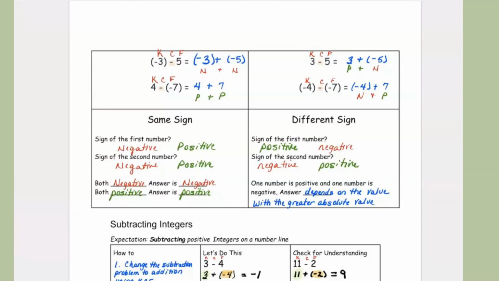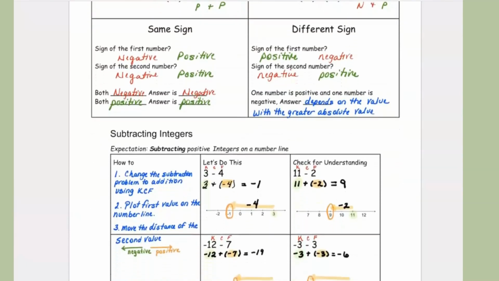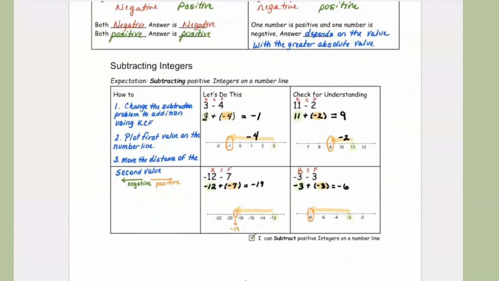All right, let's go ahead and hit pause for this section so that you can write as much of this information down as you need to. The only thing that I wanted to point out here is what we need to remember for our integers. Before we get to subtracting integers, it's very important that you remember your positive and negative signs, guys.